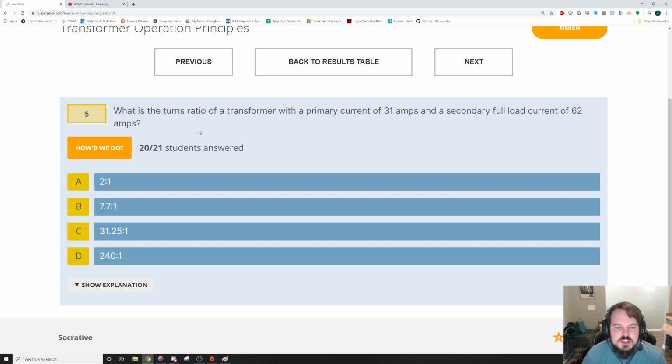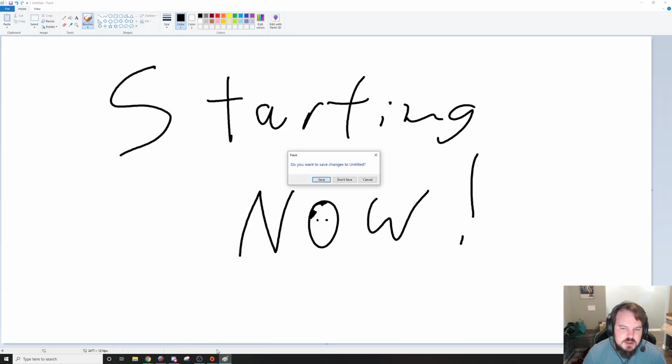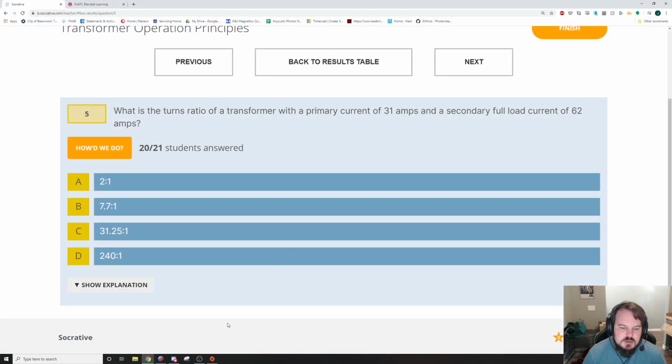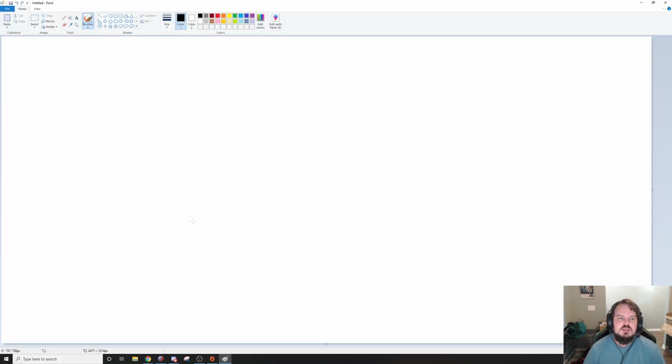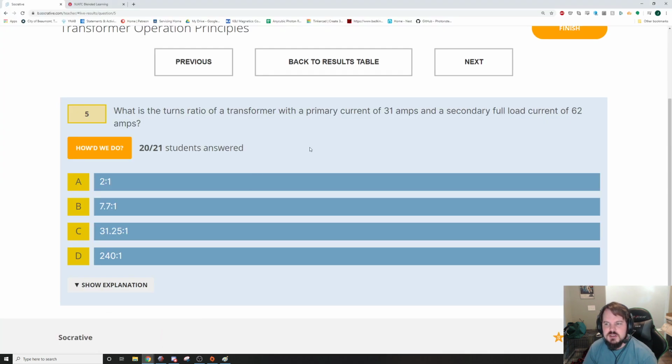What is the turns ratio of a transformer? So this one's fairly simple. Let's open up another Paint. There's probably an easier way to do that, but this is what we got. Alright, so it's pretty simple. What were our numbers? I know it's 31 and 62.